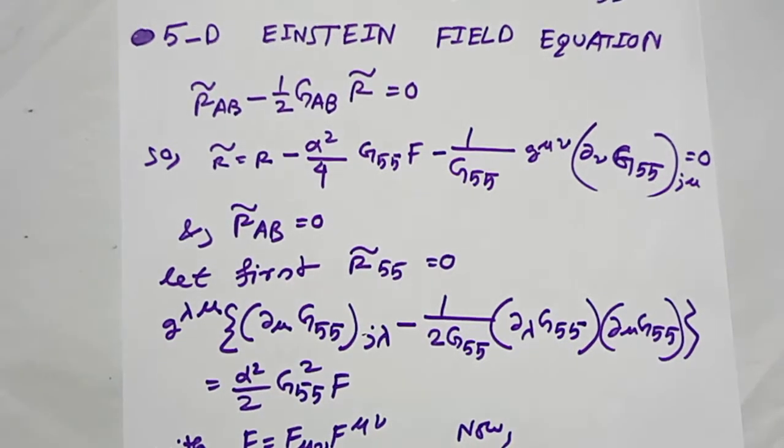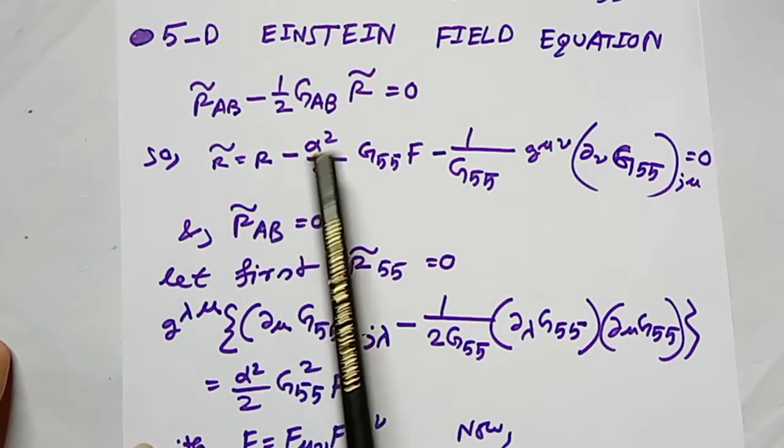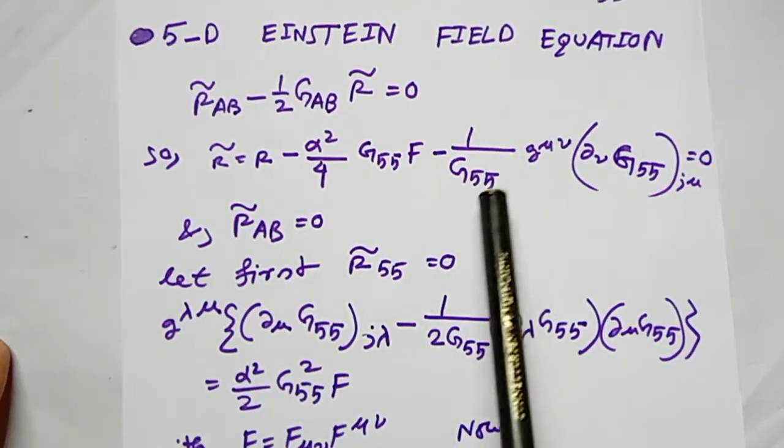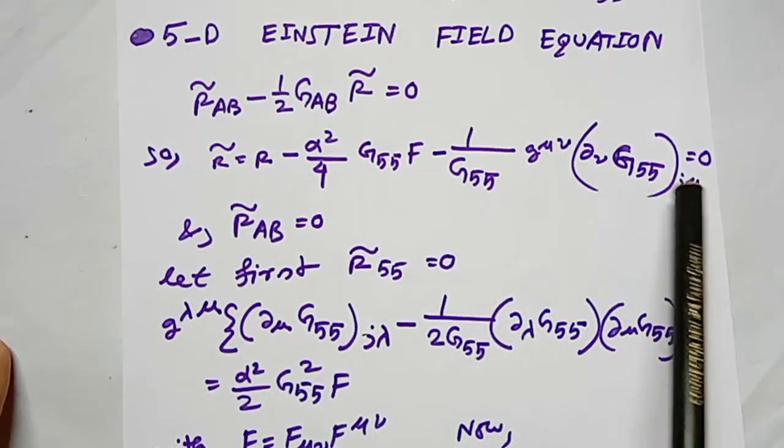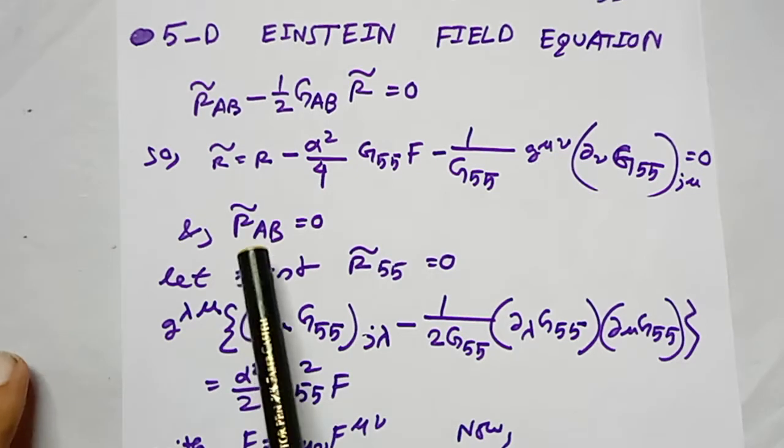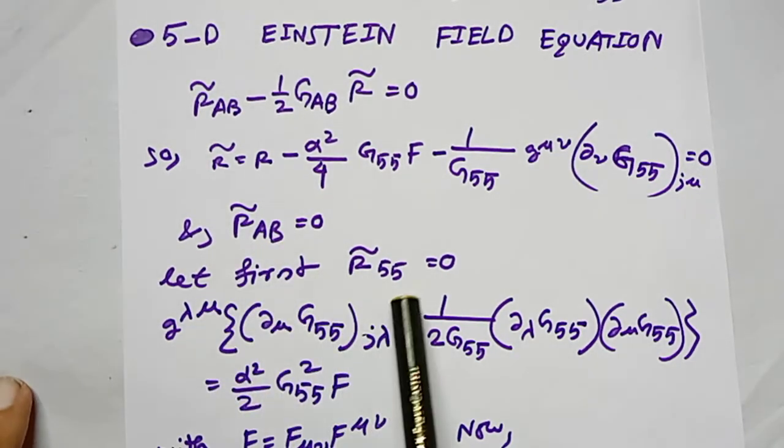For there is no matter, and no energy momentum tensor, there is no mass, and the 5 dimensional curvature is R tilde equal to R minus alpha square divided by g 5 5 A minus 1 by 3 divided R g 5 5 A mu nu del nu g 5 5 with respect to mu equal to 0. Now R tilde ab equal to 0. Let us first consider R tilde 5 5 equal to 0.